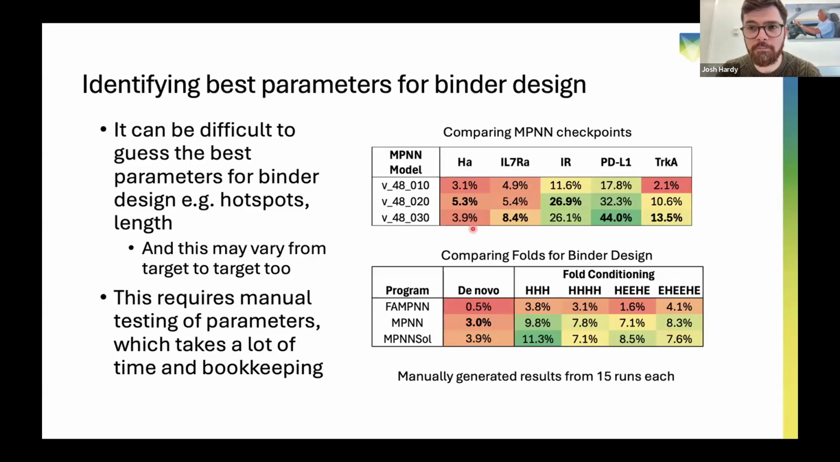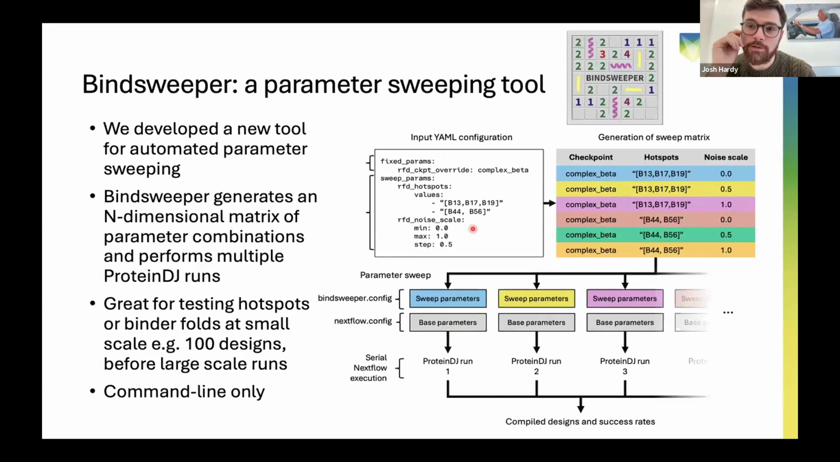And so he designed a program called Binesweeper. What this does is it searches across parameters. You can set up different parameter combinations, and it will launch ProteinDJ jobs for each of them and give you the success rates. You can give it different sets of hotspots. You can give it a value here, the noise scale, and test different noise scales. Whatever parameters in ProteinDJ you like, you can run this and generate variations. So it's really good if you want to sample at a small scale first before doing a large scale run and test those ideas.